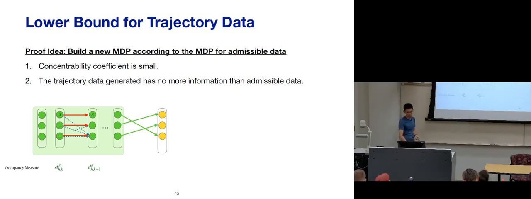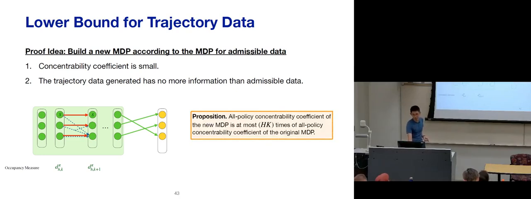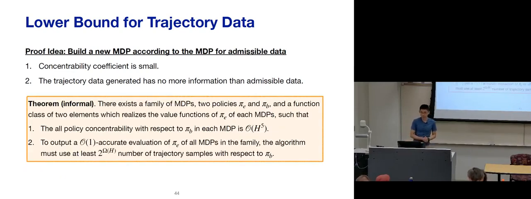And next, we can show that the conservability coefficient is small. Based on this construction, we can prove that the conservability coefficient grows at most h times k times. So if we combine these two things together, we arrive at the following theorem, showing that with the trajectory data, there still exists a hard case, so that we require an exponential number of samples. But in the meantime, the all-policy conservability coefficient is also polynomial. Yeah. So any questions so far?